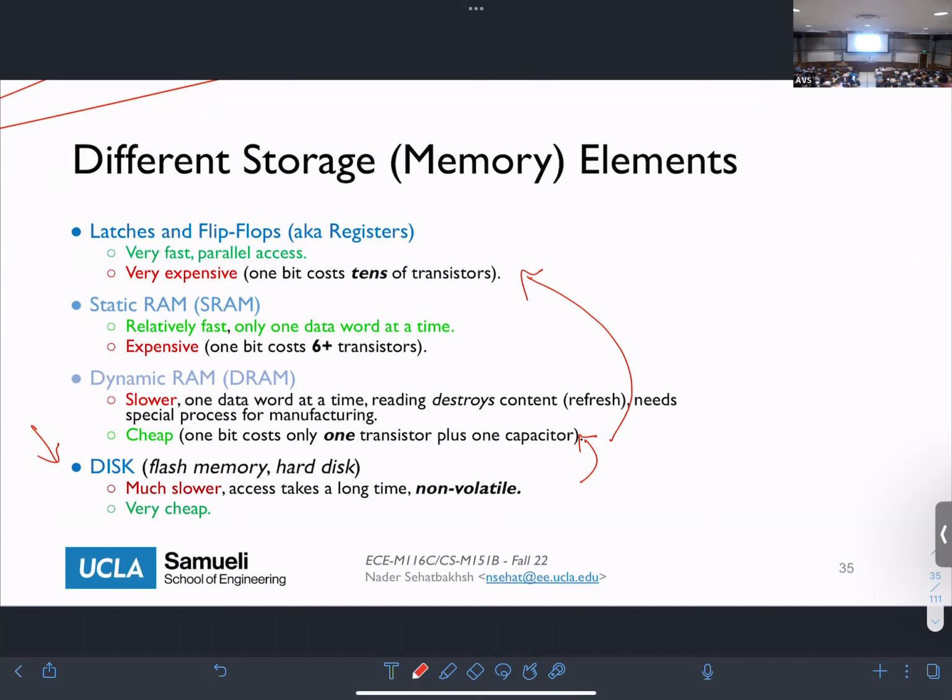Another thing about the disk is that it's non-volatile, which means that even if it's not connected to a source of energy, it can still retain the information. But for all these others, if you turn off your computer, the data on your registers, on your SRAM, on your DRAM, all of it will be gone. But the data on your disk will stay forever. So this is a non-volatile memory, and these are all volatile memory. So that's the story with different memory technologies.